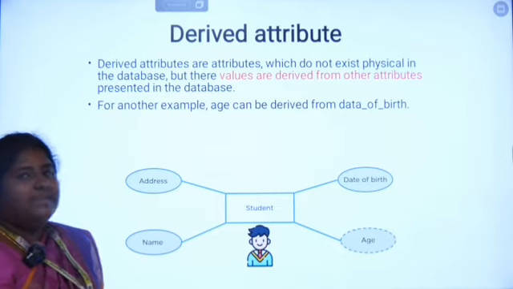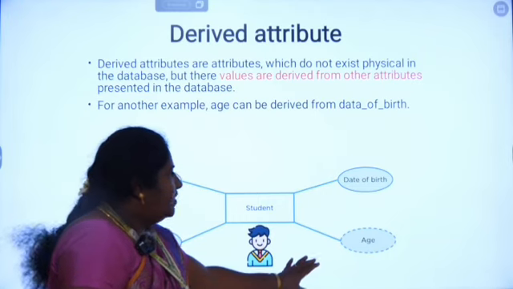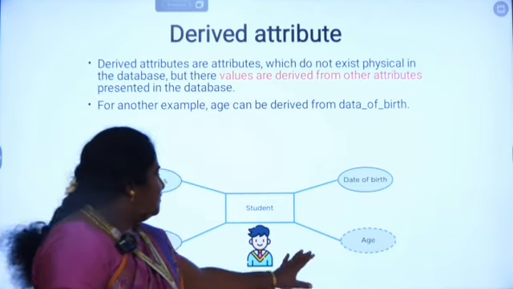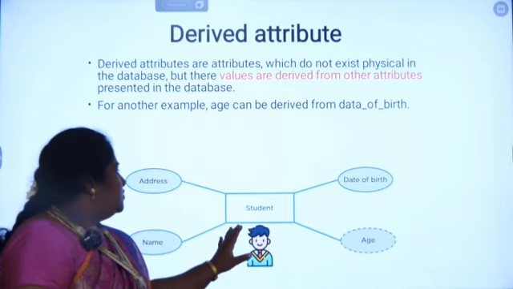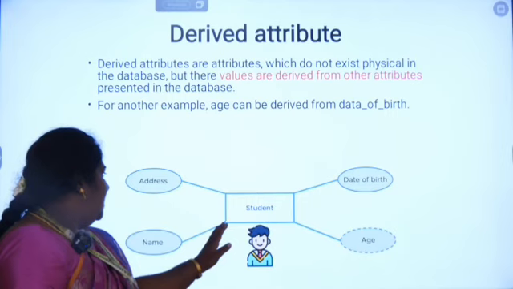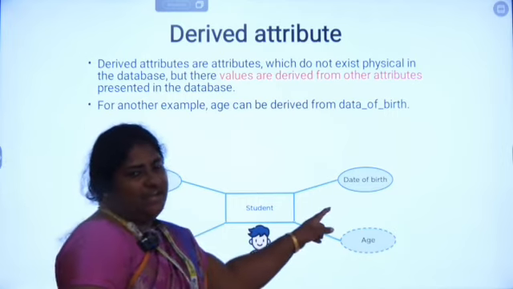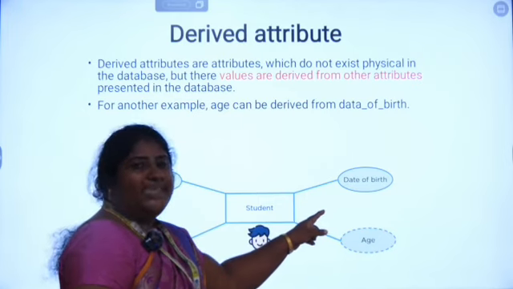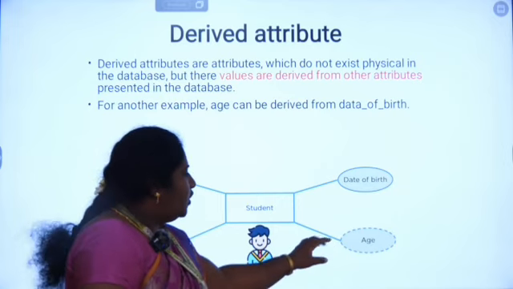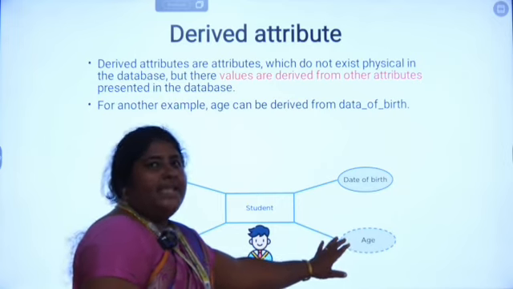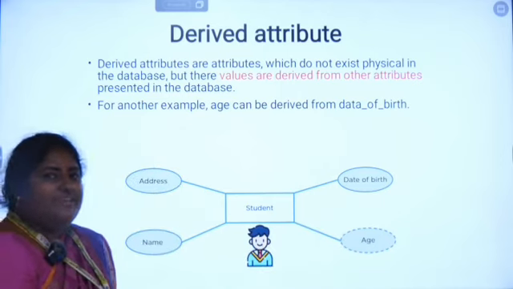The next one is called a derived attribute. So here age is a derived attribute. Why? Because we are not going to get any values from the table. For example, we have an entity student. The student consists of only three attributes. The first attribute is name, the second one is address and the third one is date of birth. With the help of the date of birth, we can identify the age of a student, which is called a derived attribute. We are not going to get the value from the user for age. Instead, we are going to calculate it with the help of the date of birth. So this is called a derived attribute.